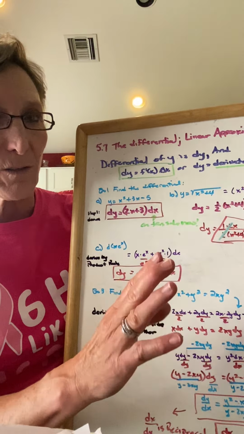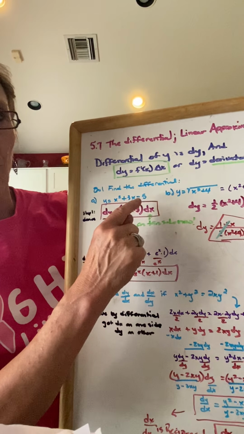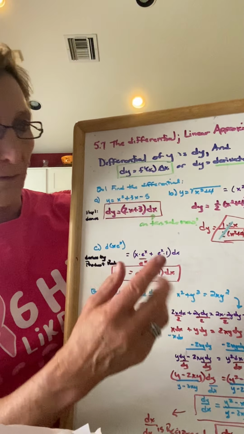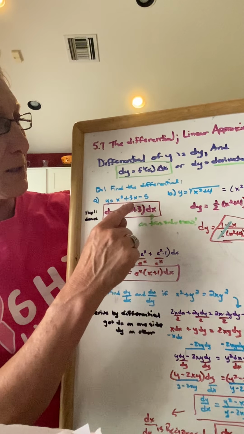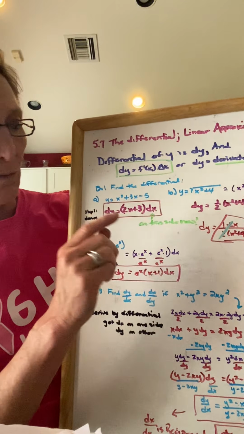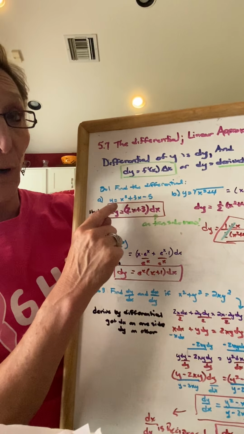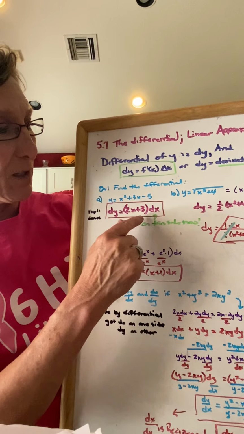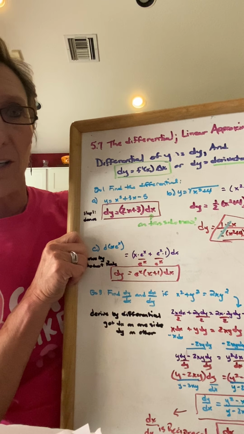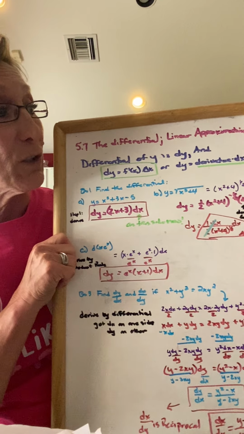Keep it simple, right? Okay, y equals x squared plus 3x minus 5. Find the differential. Derive. So you all know the derivative of x squared is 2x. Derivative of 3x is 3. Derivative of 5 goes away. You literally put it in parentheses and then put a dx on it. And dy equals that. And that's your answer. And that's all you have to do.